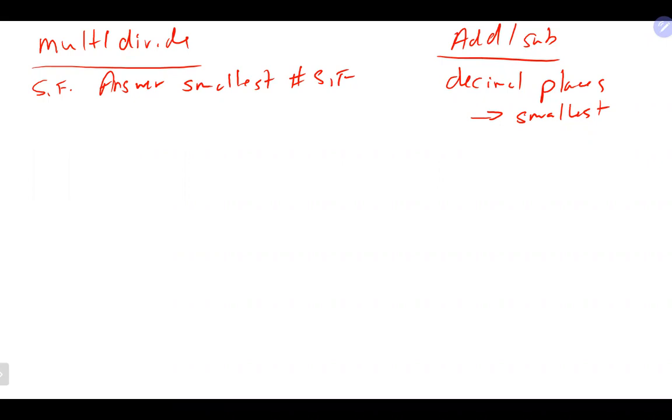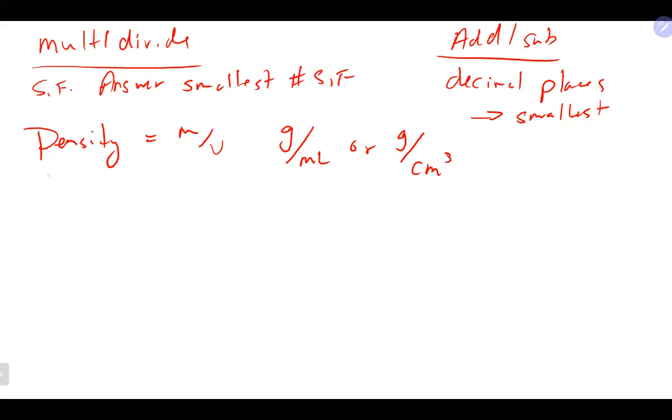We then talked about, towards the end there, density, right? And density is mass divided by volume. Common units of density are grams per milliliter or grams per cubic centimeter. And again, remember that 1 milliliter is the same as a cubic centimeter.